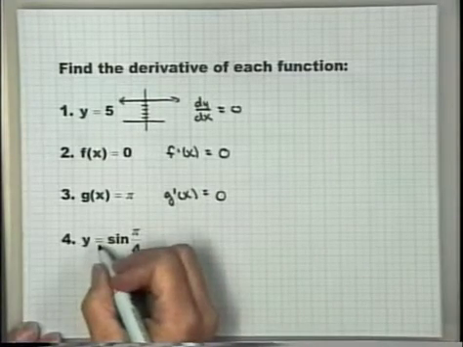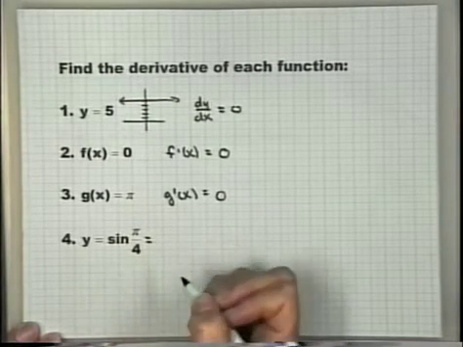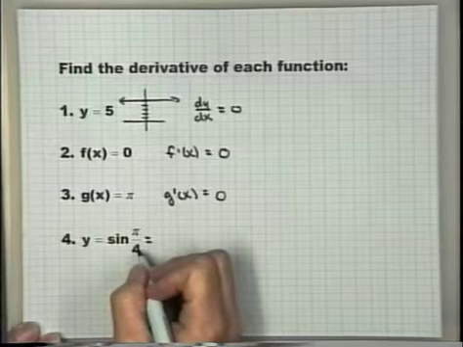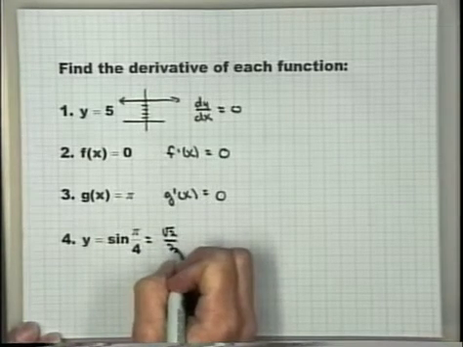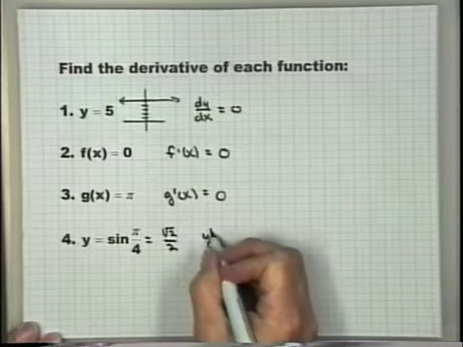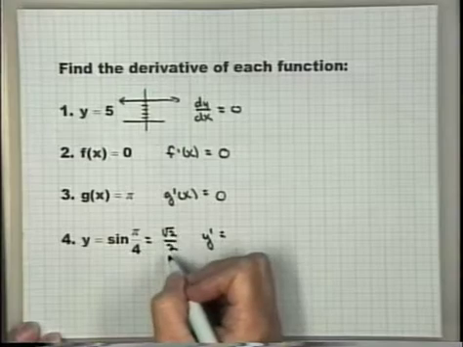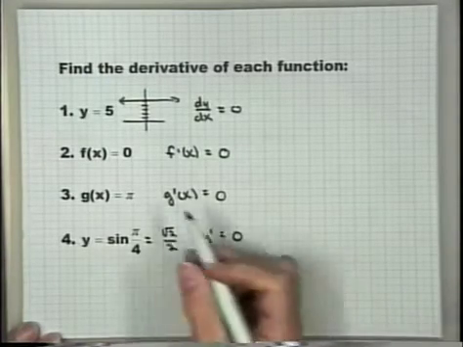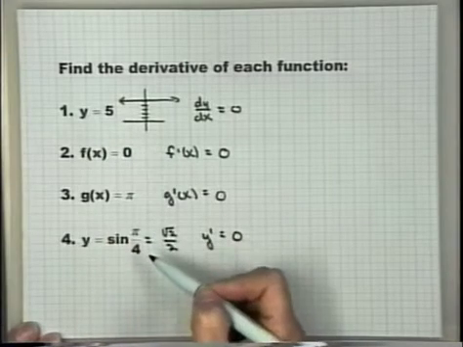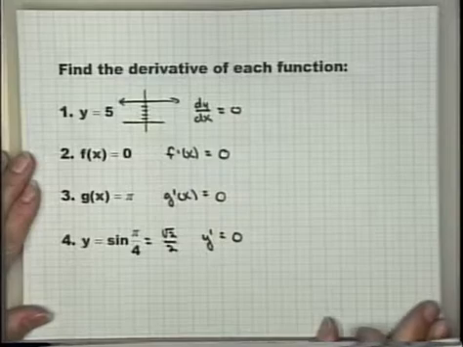What about this one? y equals the sine of pi over 4. Well, you might recall from trigonometry, the sine of pi over 4, or 45 degrees, is the square root of 2 over 2. And so what's the derivative? Well, that's a constant, isn't it? The sine of pi over 4 is always square root 2 over 2, that constant. So the derivative would be 0. So it doesn't really matter what form that constant takes. Its derivative is always 0.